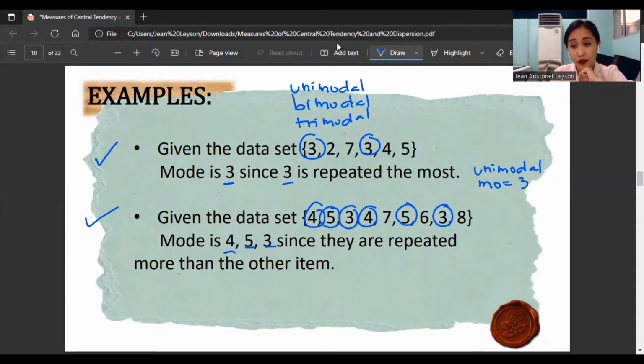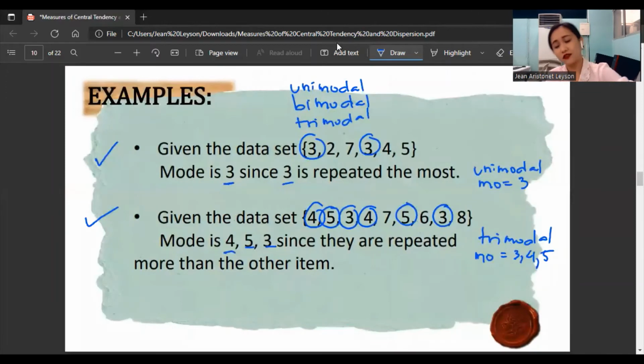So these are the numbers that are repeated more than the others. For this case, that is trimodal, and our modes are 3, 4, and 5.